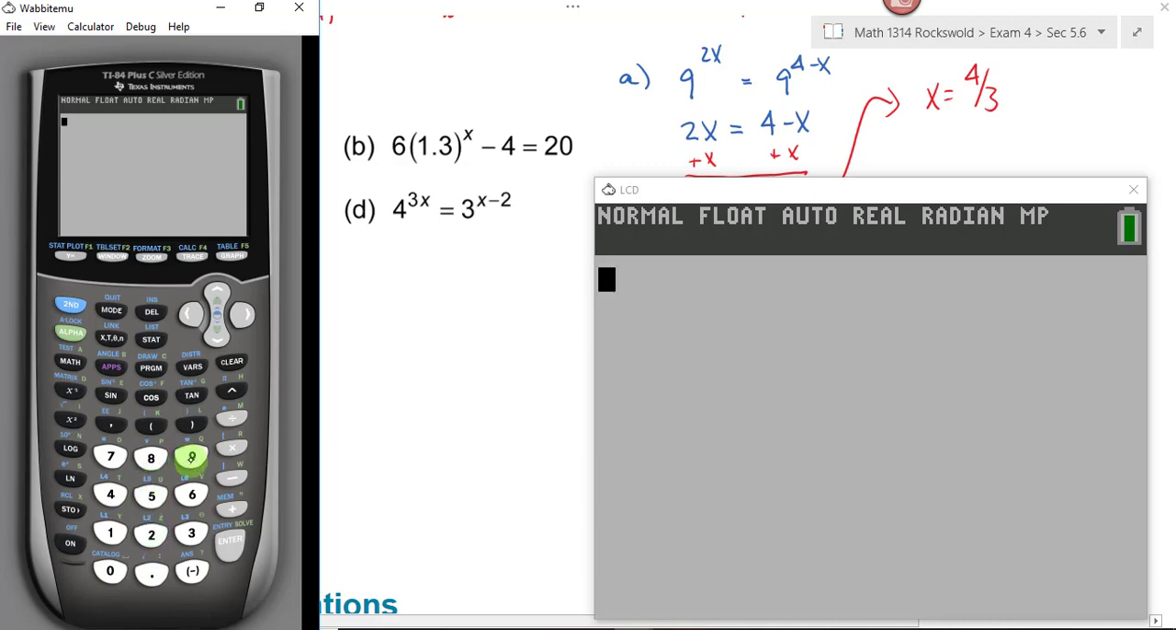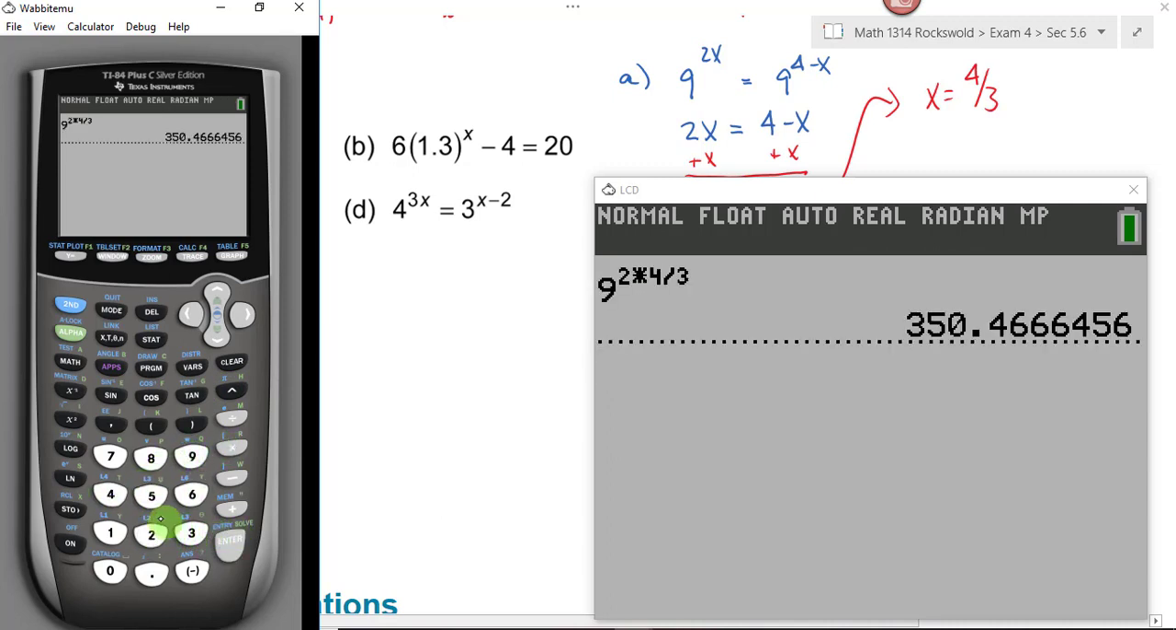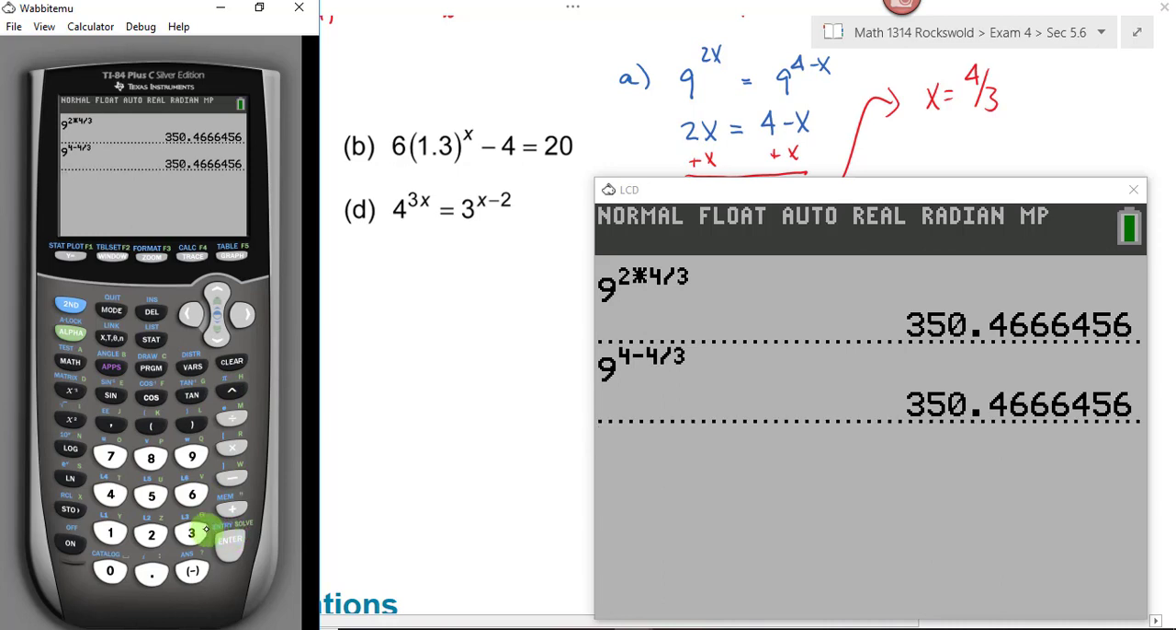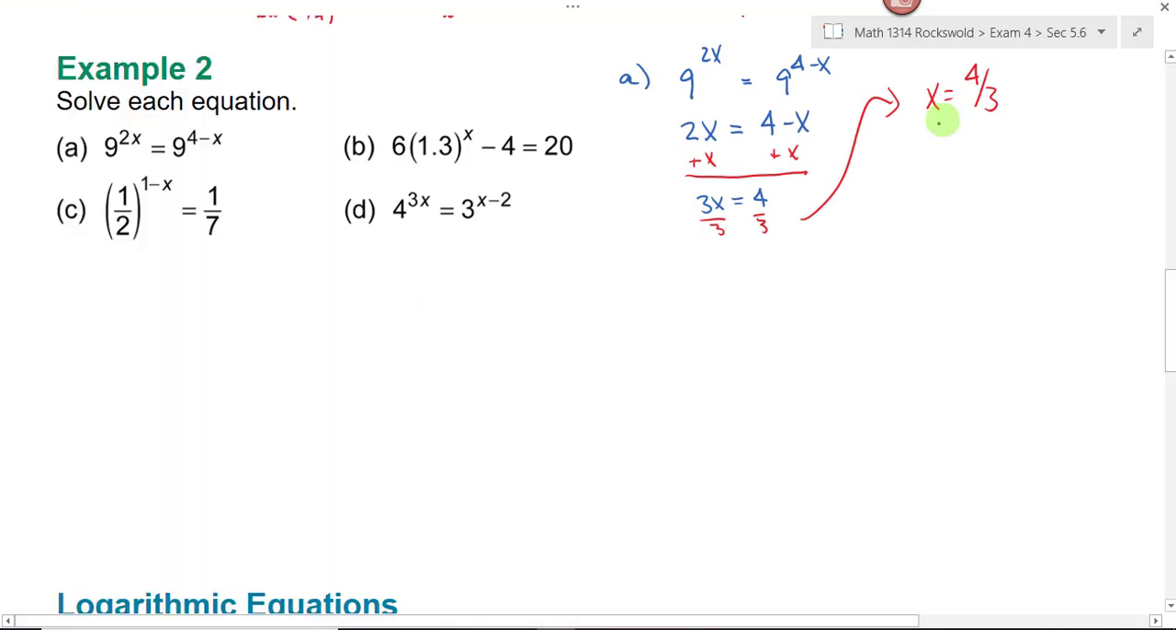I want to show you that you can check your answer using your calculator. So what I would do is I would take 9, raise it to a power of 2 times 4/3, and that gives me a decimal approximation. Then I would take 9 and raise it to a power of 4 minus 4/3, and that gives me the exact same decimal value. So I did find the right answer for x. X is equal to 4/3 would be my final answer.